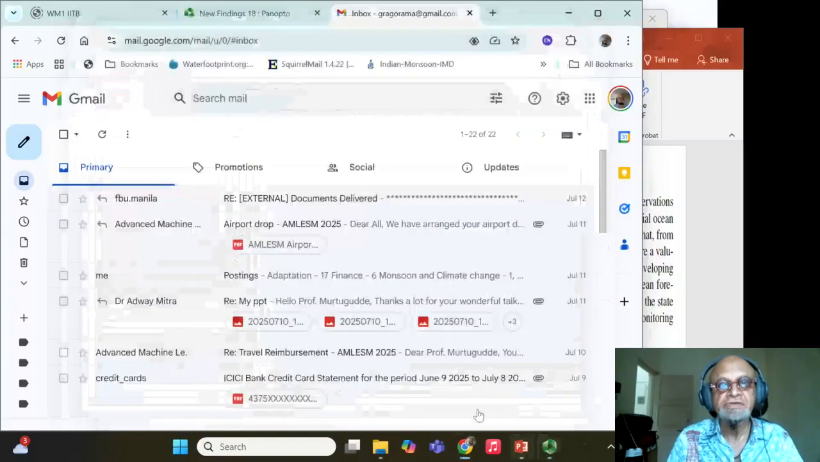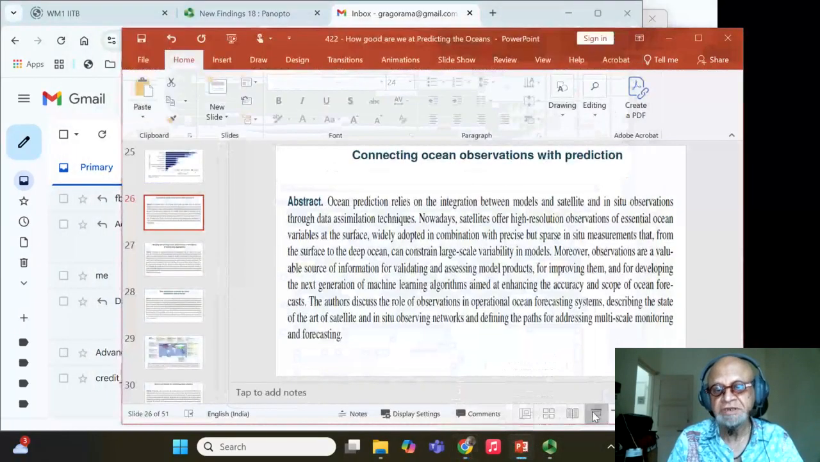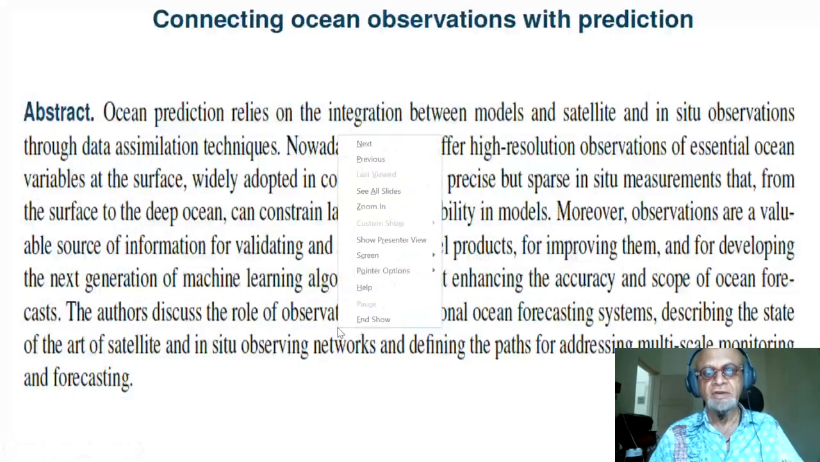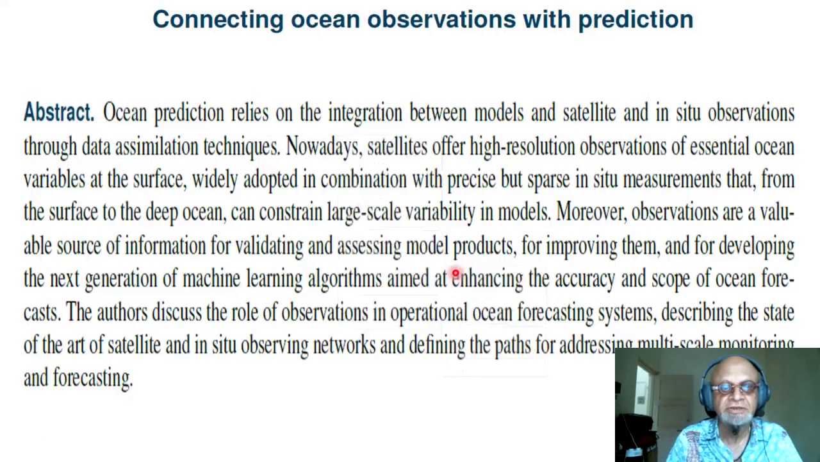Okay, let's continue the discussion with the other sections of the book. Since I'm just running through and not really going into any details, we will probably finish it in this podcast, but it doesn't matter. Need be, we'll do another one. Connecting ocean observations with predictions.